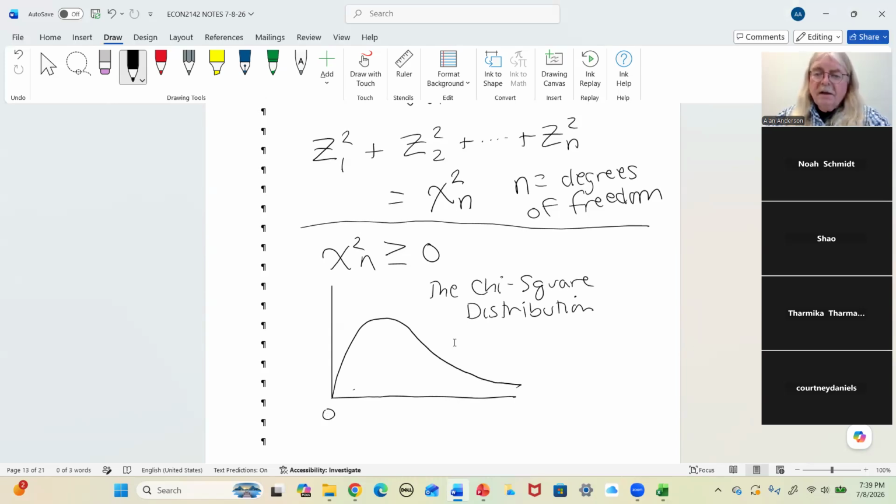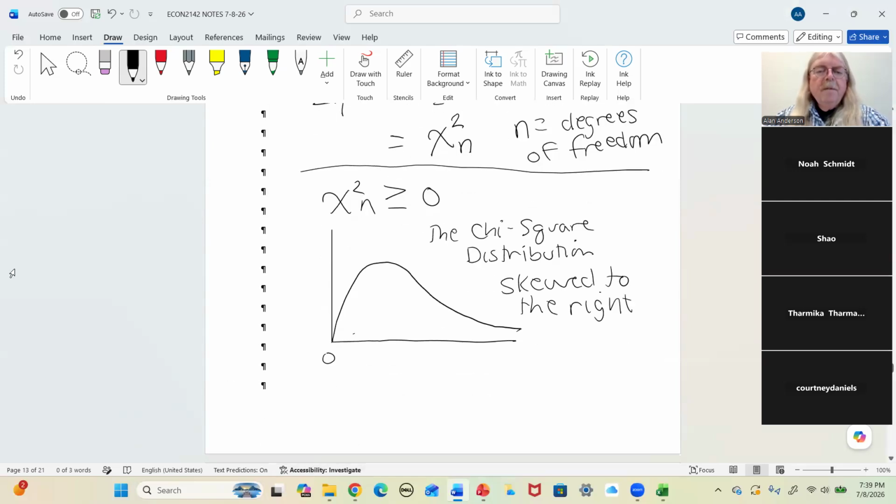See, it starts at zero, and it's not symmetrical, is it? It's skewed to the right. The other things we notice are that the chi-square distribution is continuous because it's constructed from continuous random variables.